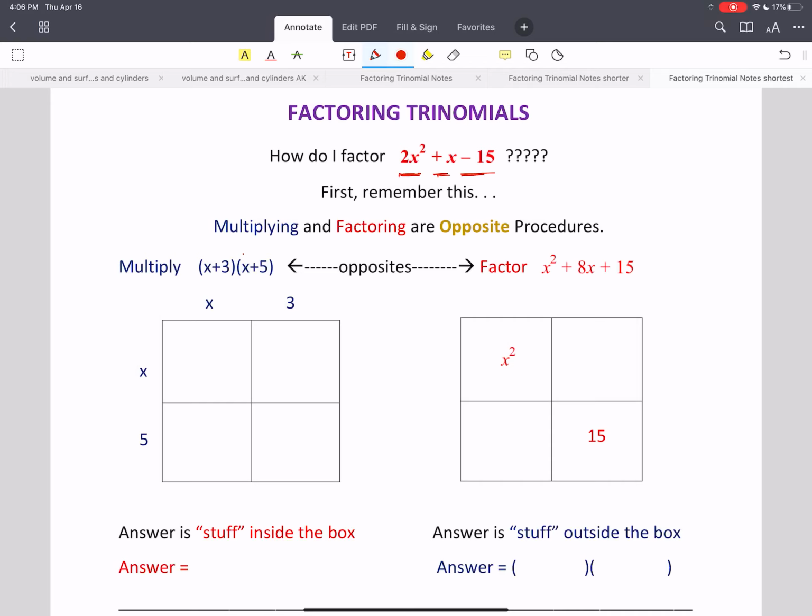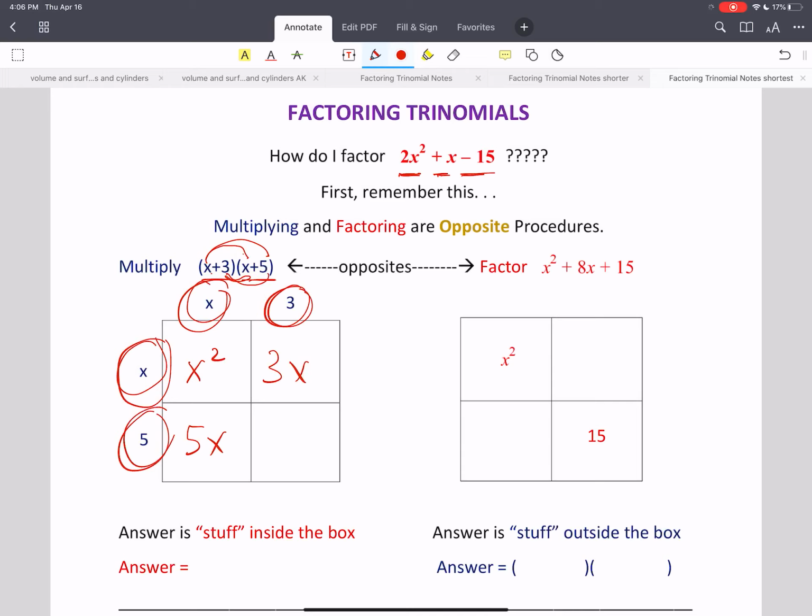So here on the left, we're multiplying x plus 3 times x plus 5. I could use a box to help me organize the multiplication. So if I was to take x times x, I'd get x squared. X times 5 is 5x. X times 3, which would be here, is 3x, and 3 times 5 is 15. So when I multiply x plus 3 times x plus 5, I get x squared plus 8x plus 15, which is the stuff in the box.